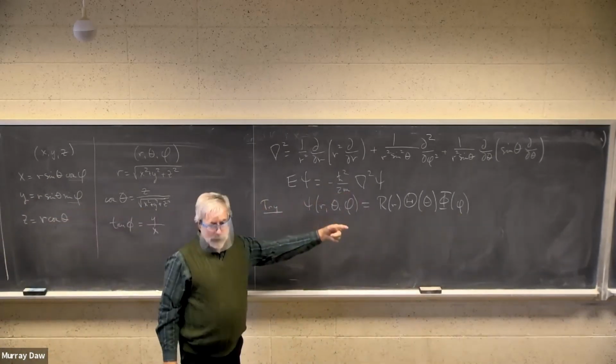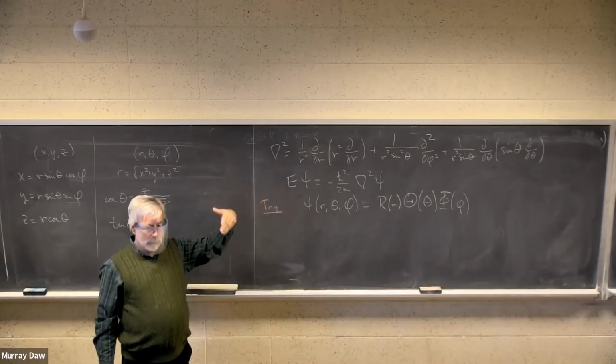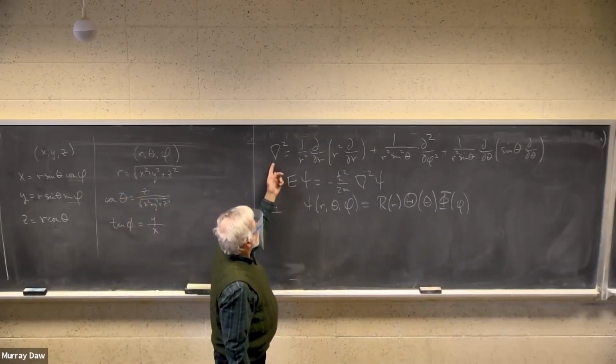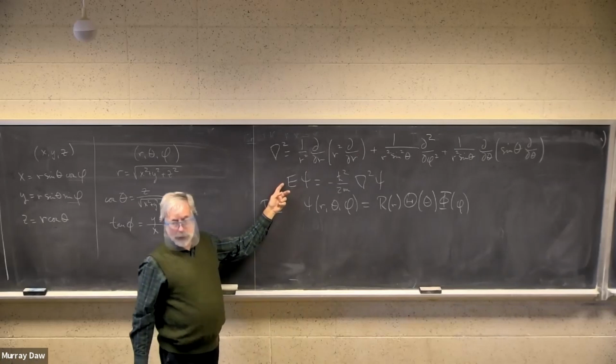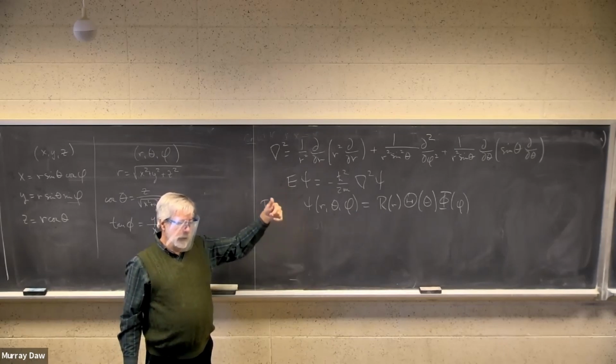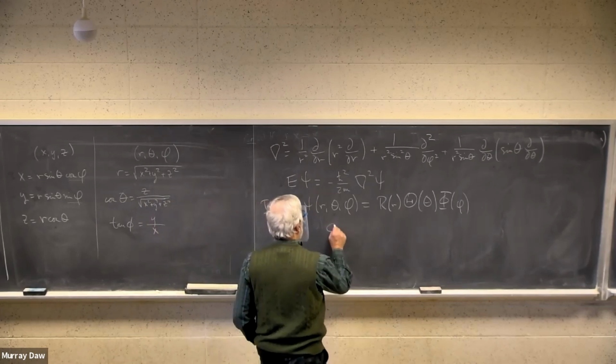Okay, substitute this in. You get separation constants. Go through this whole procedure again. Instead of one differential equation in three variables, you get three equations, each in one variable. You get one equation for r, one for theta, and one for phi. Here's the phi equation.